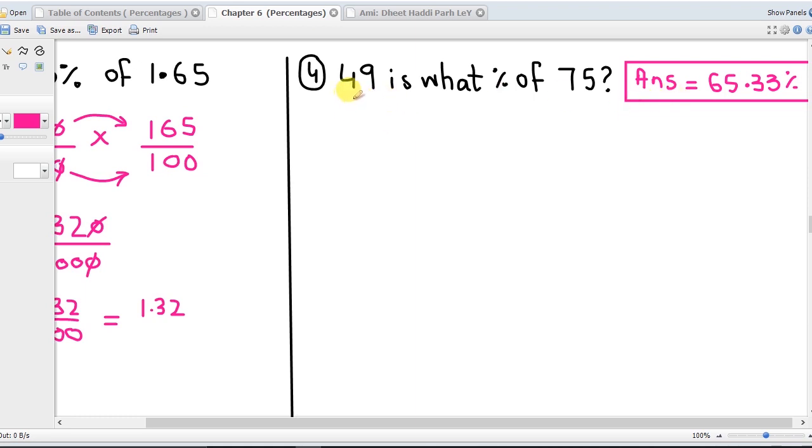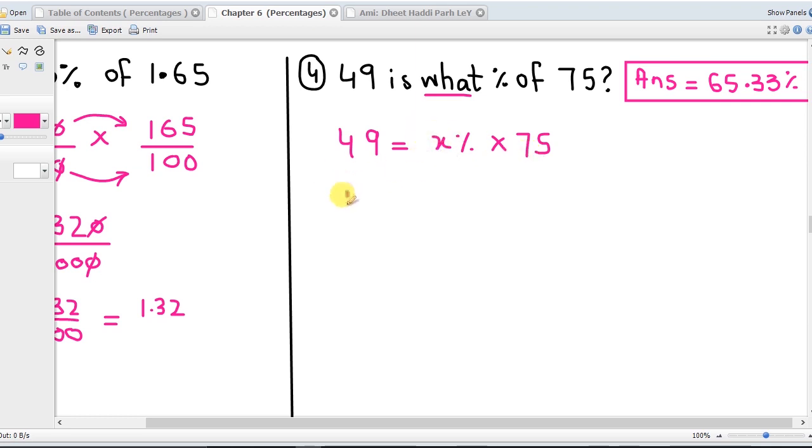So let's just solve this question. 49 is what percent of 75? So all we need to do is to transform this English statement into its mathematical representation. So 49 is here. Is means is equal to what? So what, this is a thing that is unknown or we have to find out. So we simply write x. Put the percentage sign as it is. Of means times 75. So this is how we are going to interpret this statement into its mathematical equation, right?